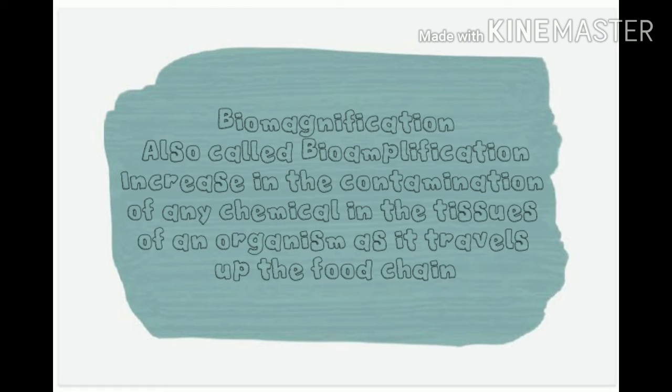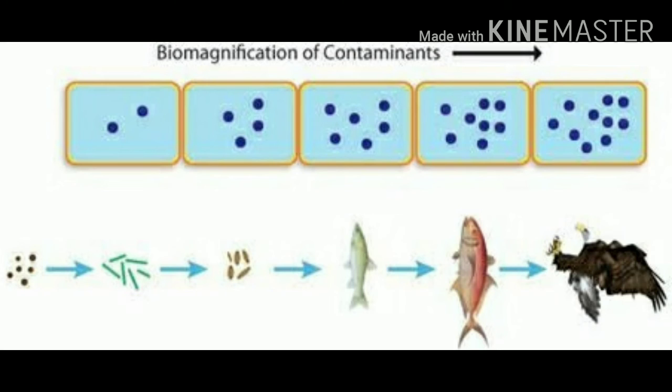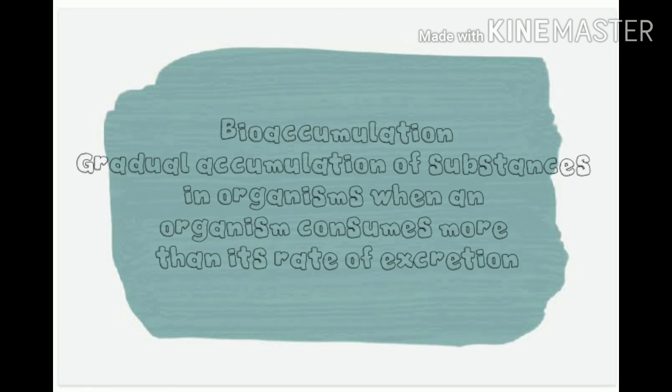The next word is biomagnification. It is also called bioamplification. Amplify and magnify are words which refer to an increase. So here the concentration of a contaminant increases in the tissues of an organism as it moves up the trophic levels of a food chain. See the picture here. Some small or unicellular organisms are consuming a small amount of contaminants, while going up to the higher trophic levels, larger organisms are consuming the contaminant in an increased manner. This is what biomagnification means.